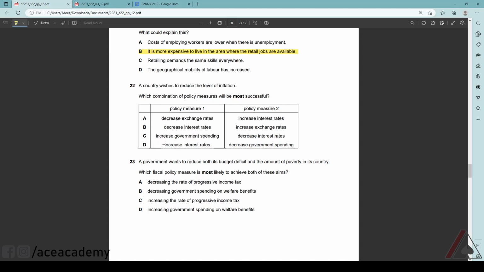Okay, if there's an increase in interest rates, people would borrow less. There's going to be less money in the economy. Plus, the decrease in government spending would also lead to less money being circulated in the economy, both of which would increase the value of money, therefore reducing the level of inflation. Therefore, your answer would be D.